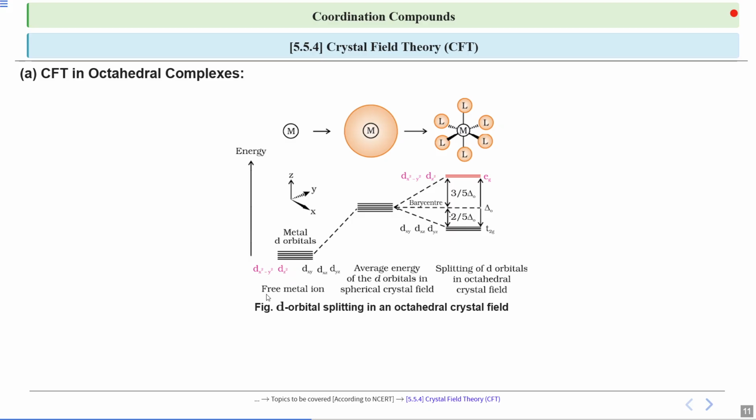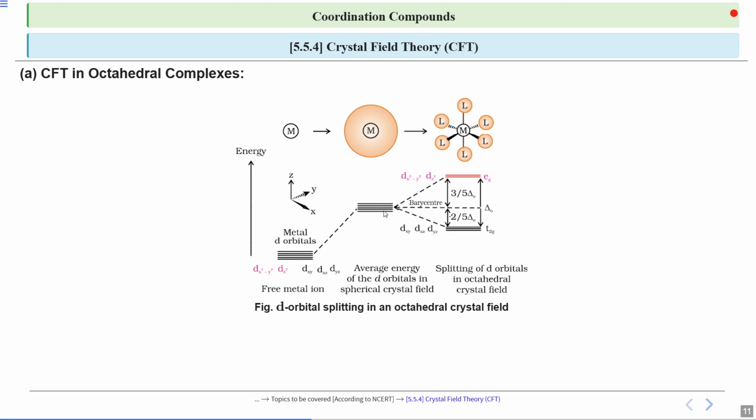So we have a free metal ion which consists of 5 degenerate d orbitals: dx square minus y square, dz square, dxy, dxz, and dyz. Now what will happen? The degeneracy is still maintained, but the ligands are approaching towards the metal spherical field. So the average energy of the d orbitals in the spherical crystal field is still maintained, but now the energy is increased.